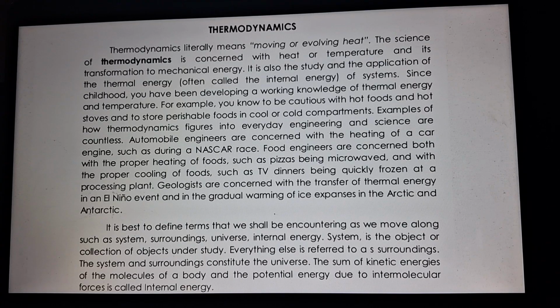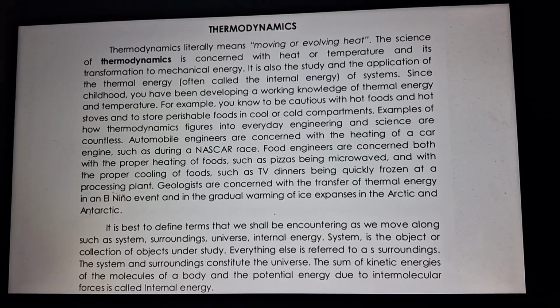Since childhood, you have been developing a working knowledge of thermal energy and temperature. For example, you know how to be cautious with hot foods and hot stoves, and to store perishable foods in cool or cold compartments.